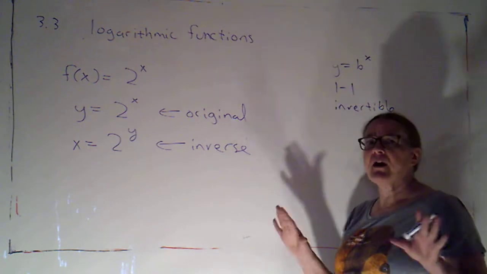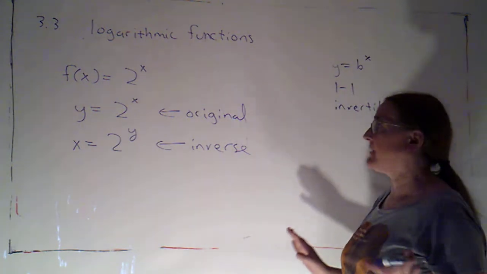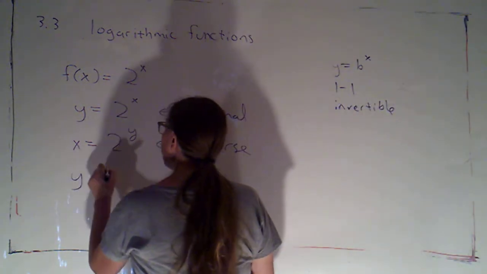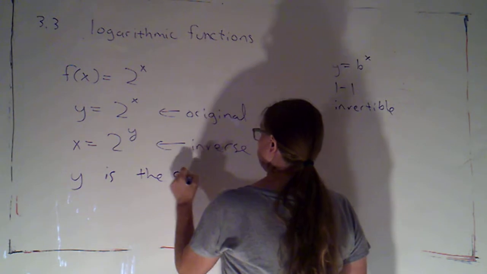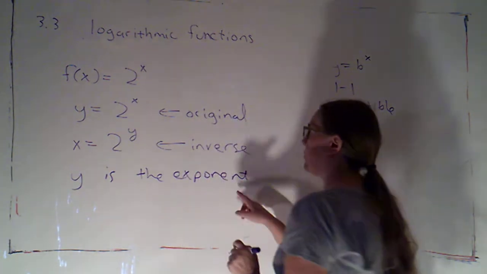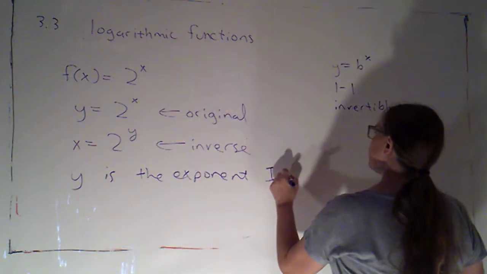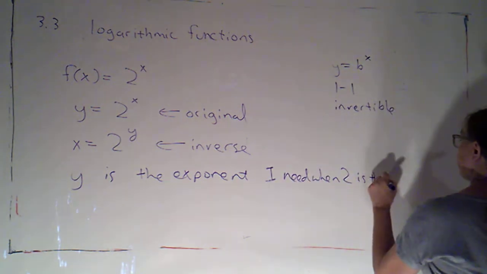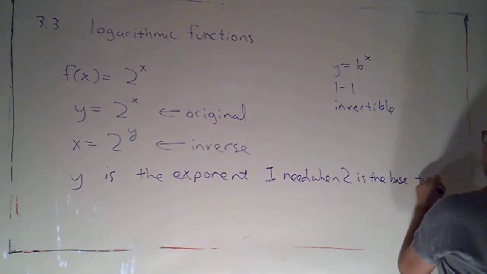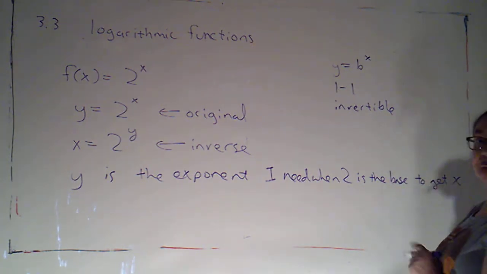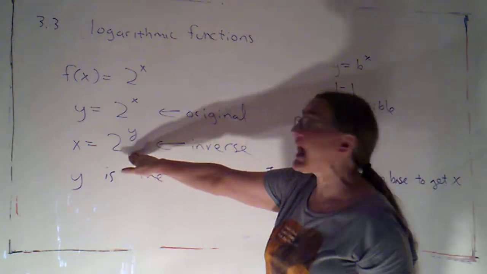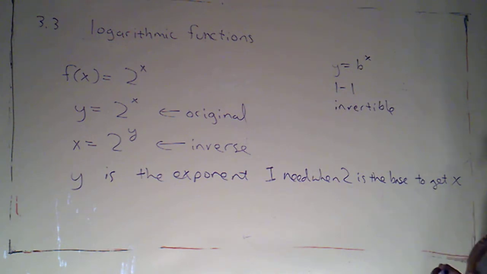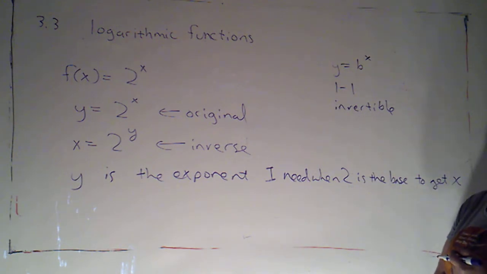Now, up until now, we haven't learned a mathematical way to do that. But I can, in a sentence, describe what y is. I can certainly say y is the exponent, because that's what it is. Y is the exponent. It's the exponent I need when 2 is the base to get x. That basically takes that equation and rearranges it into an English sentence that tells me what y is.